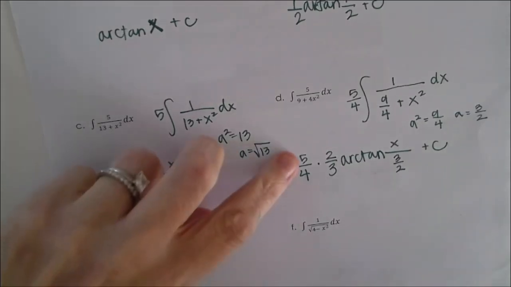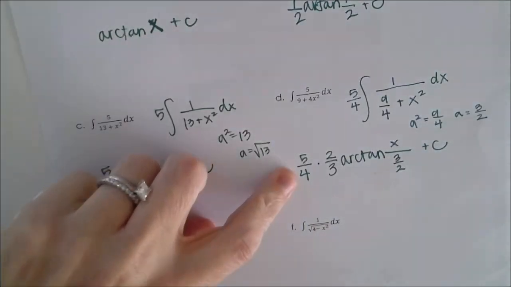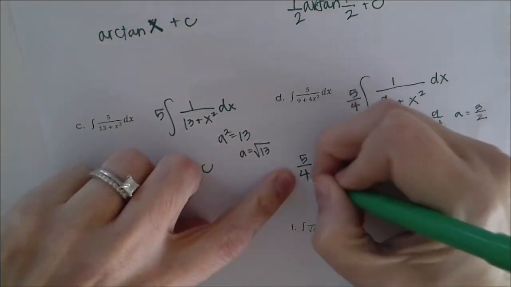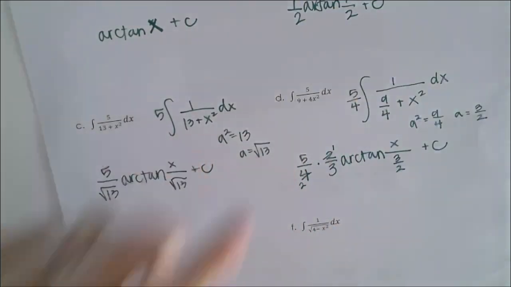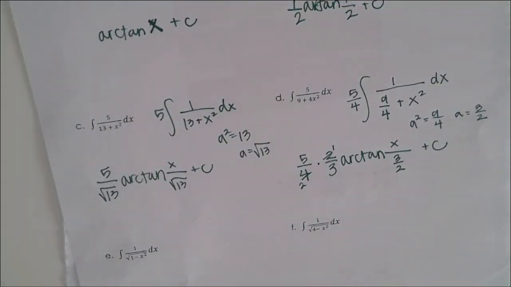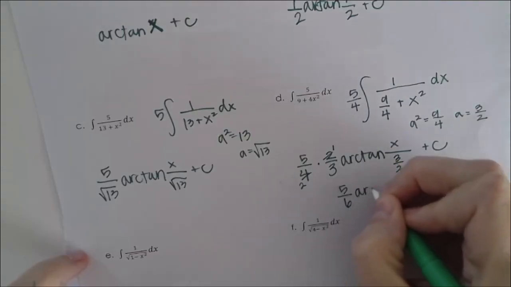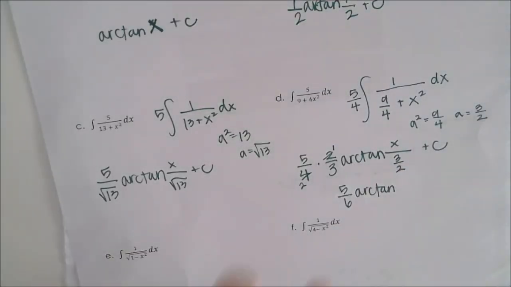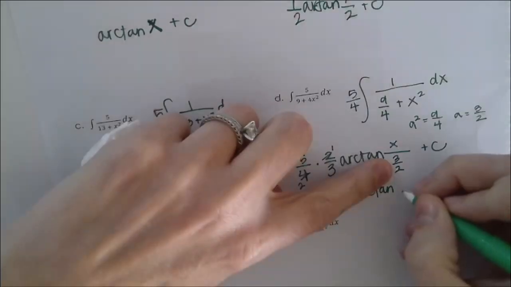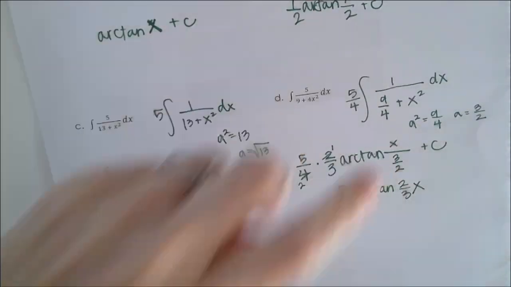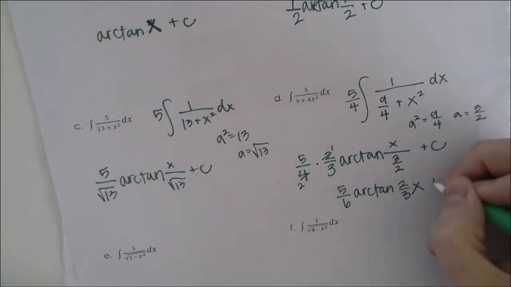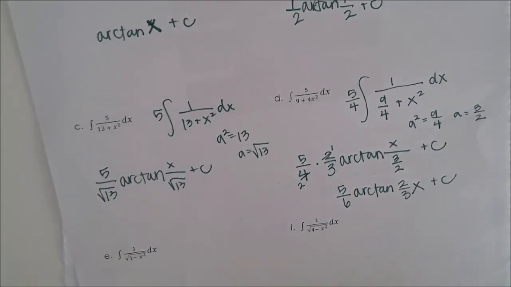So fractions, multiply the numerators and the denominators if you'd like, but I also see that 2 and 4 can simplify to 1 and 2. So I'm going to simplify before I multiply, so that would be 5 over 6, arctangent. Here I'm going to multiply by the reciprocal, so this is 2/3 x that we're taking the arctangent of, and then we have our plus c. So that one looks nice and pretty now.